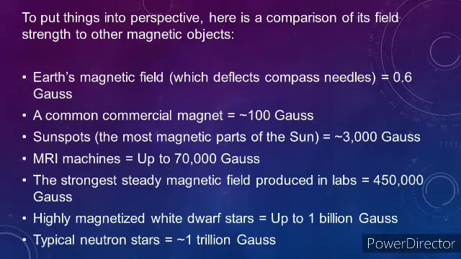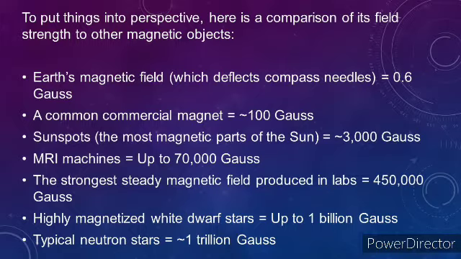Magnetars, powerful magnets in the universe. A magnetar is a type of neutron star and has a magnetic field as strong as 10 to the power 14 to 10 to the power 15 Gauss, making it the most magnetic object known in the universe. To put things into perspective, here is a comparison of its field strength to other magnetic objects.